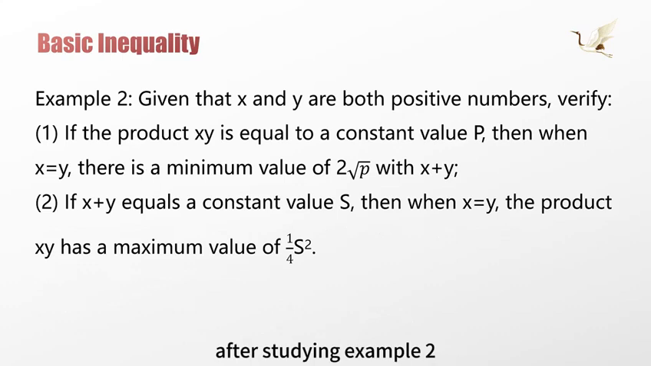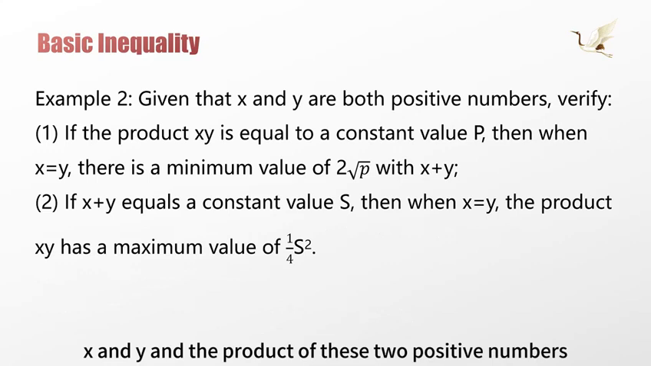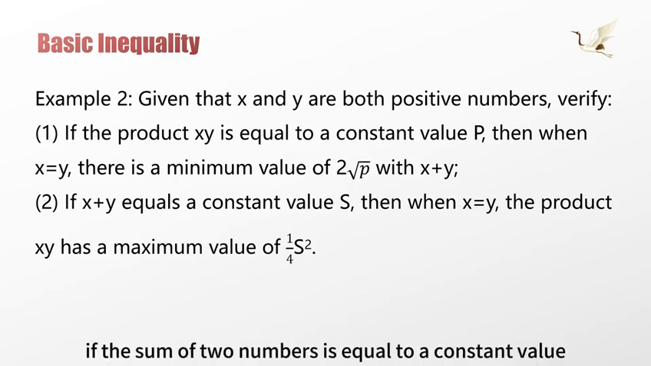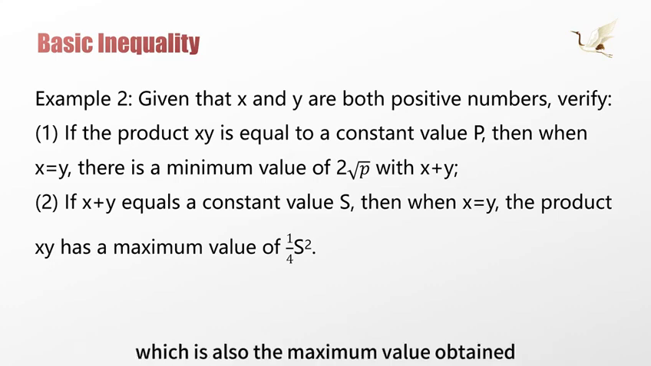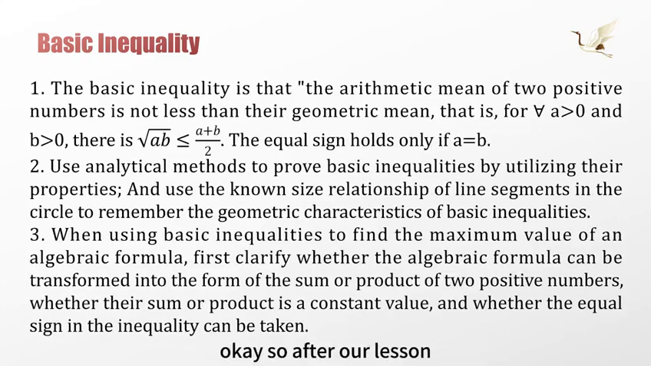After studying example 2, we can see that if we are given two positive numbers x and y, and the product of these two positive numbers is a constant value, we can find the minimum value of the sum of these two numbers. When these two numbers are equal, we can take an equal sign. If the sum of two numbers is equal to a constant value, we can find the maximum value of the product of these two numbers, which is also the maximum value obtained when these two numbers are equal. Okay, so after our lesson, we need everyone to get 3 points.